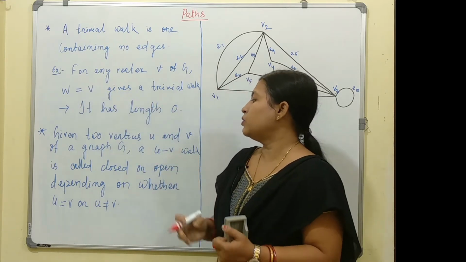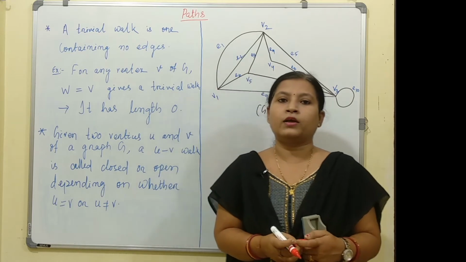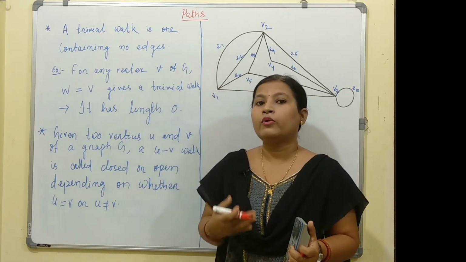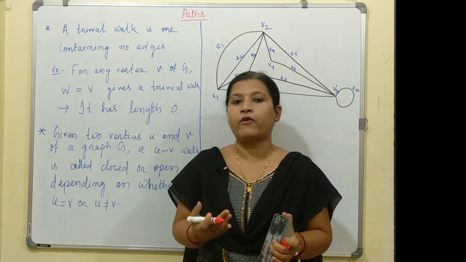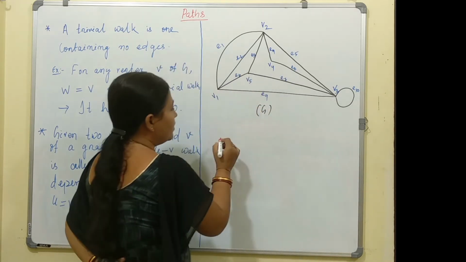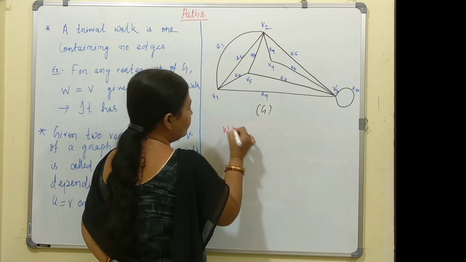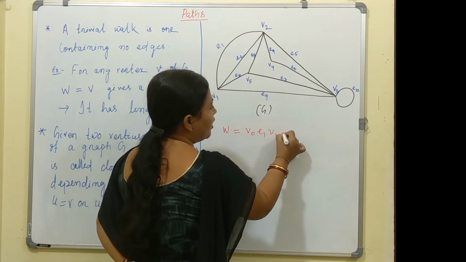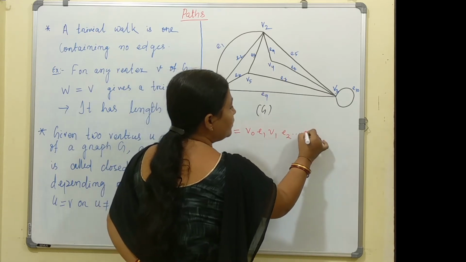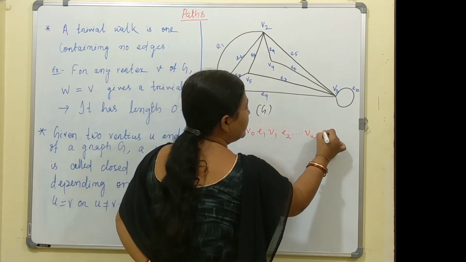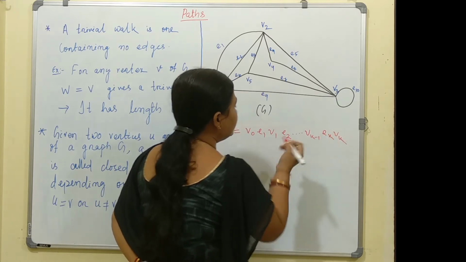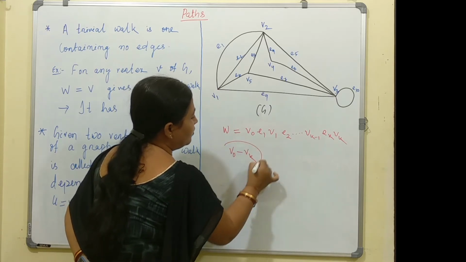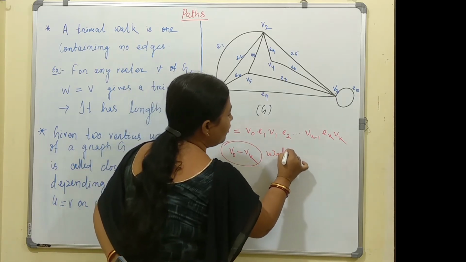Okay. Next come to open walk and closed walk. Before going to open walk and closed walk, we will know about the general form. If W equals V0, E1, V1, E2, up to Vk minus 1, Ek, Vk, it is called a V0 to Vk walk.